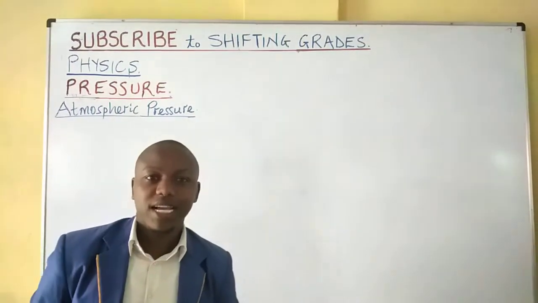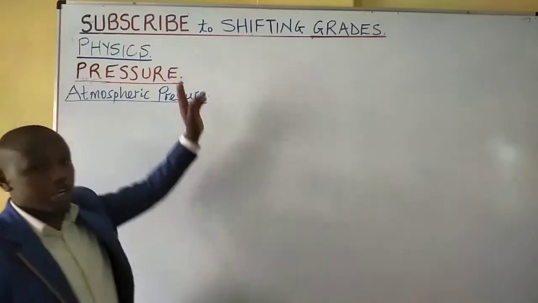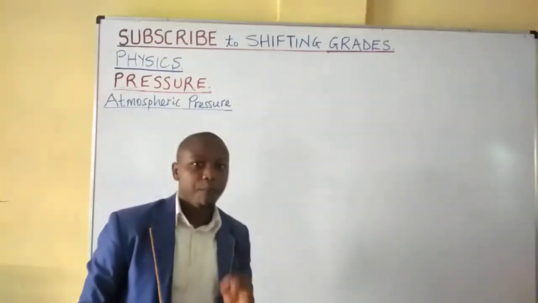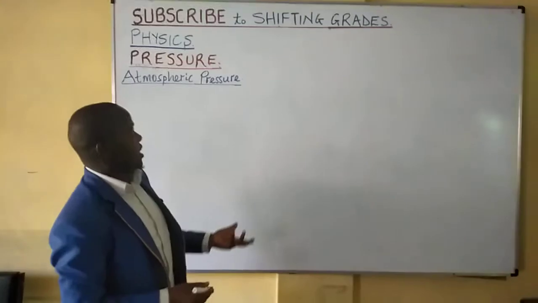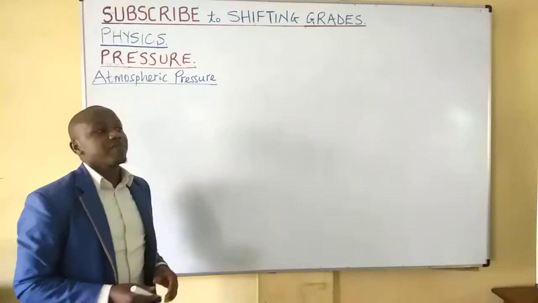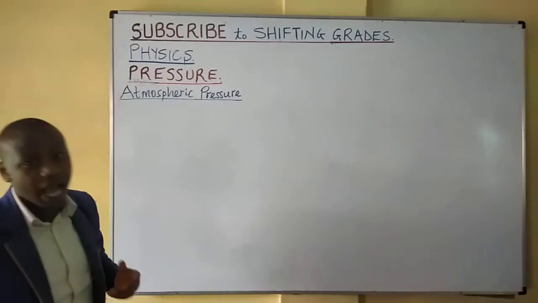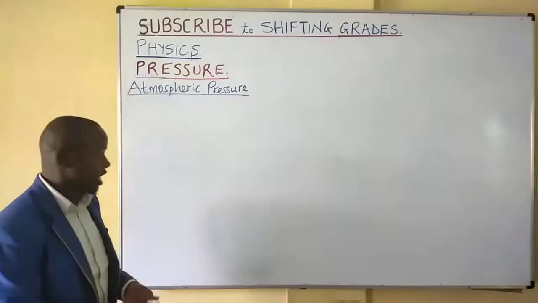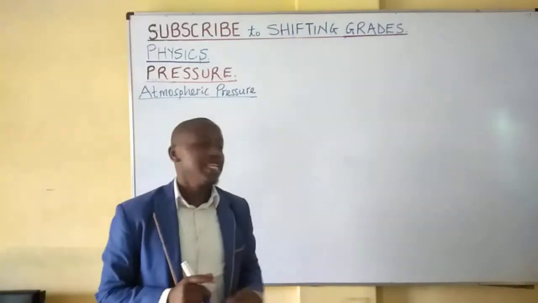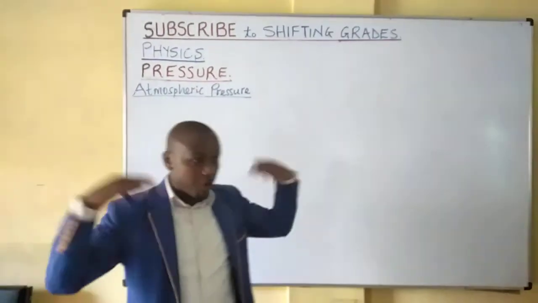Therefore, now I would like us to begin today's topic. The topic is a continuation. We are doing pressure, but we are now in the subtopic atmospheric pressure. Already, we are familiar with the word atmosphere, and we know what pressure is so far. Therefore, atmosphere is simply the space which is above the Earth's surface. And it is important to note that the atmosphere is not a vacuum. The atmosphere has air. Outside the Earth's surface, we have a volume of air.